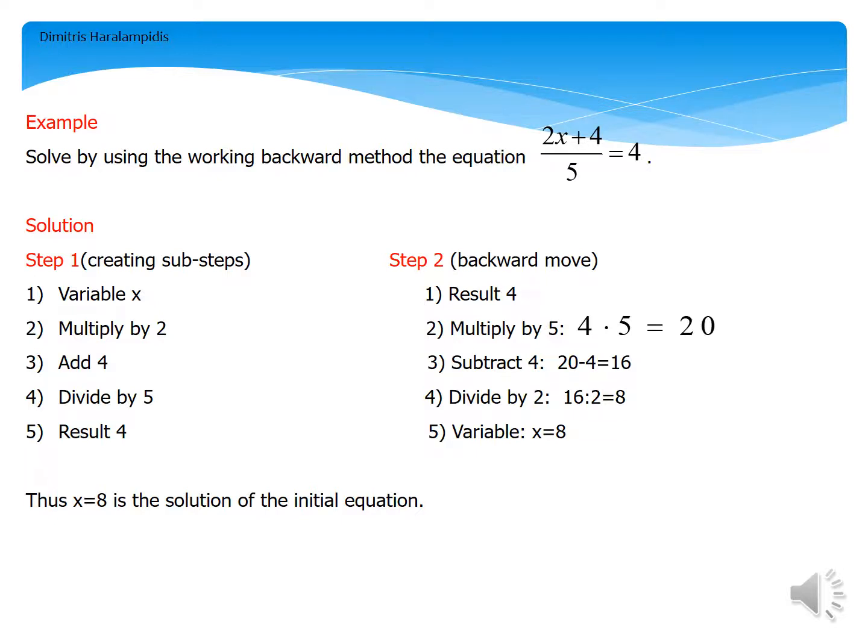So, now, in second step, we'll do the backward part. We'll begin with the result with number 4. Since we had to divide by 5, now we'll multiply by 5. So we'll get that 4 times 5 equals 20. Since we had to add 4, now we'll subtract 4. So we'll get 20 minus 4 equals 16.